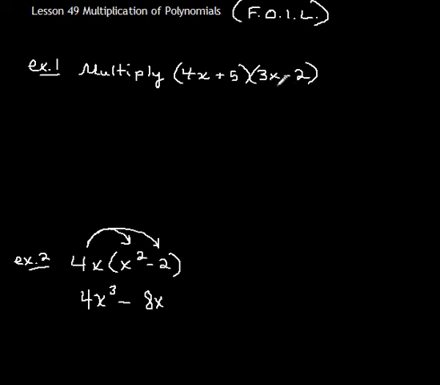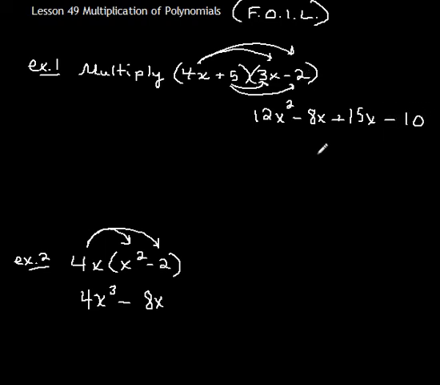Now the way the book teaches this is they tell you to take the 4x times both of these two guys. Let's just do it the book way. So we're going to take the 4x times both of these guys, and we're going to get 12x squared. 4x times minus 2 is minus 8x. And then you would take the 5x times both of these guys, like that. And so we get plus 15x. 5x times minus 2 would be minus 10. And then we would combine our like terms, so we get 12x squared plus 7x minus 10.